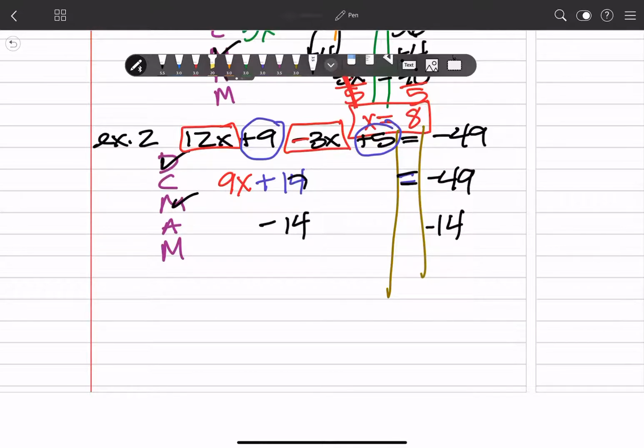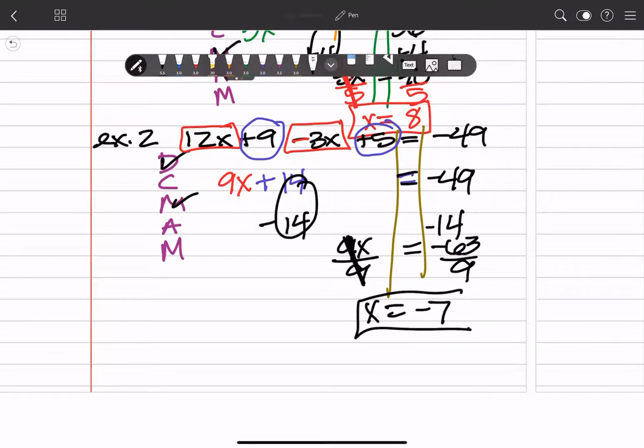All right, so this zeroed out and we got 9x equals negative 63. We divided both sides by 9. This 1'd out and you got x equals negative 7. And there you have it. So I hope you got negative 7.